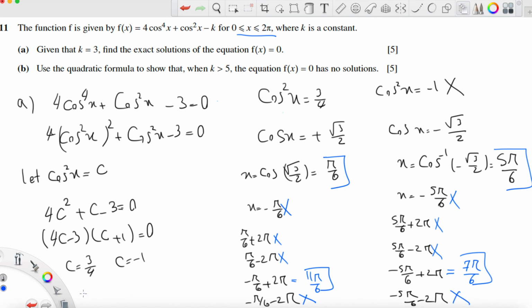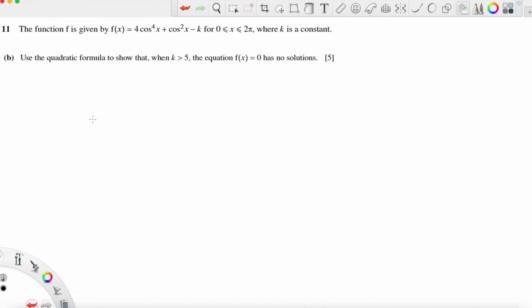So the final answer as x is pi over 6, 5 pi over 6, 11 pi over 6, and 7 pi over 6. These are the 4 answers for the part.